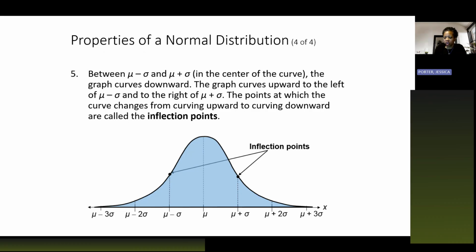Okay. We have on the normal curve what are called inflection points. That's where you go from concave down to concave up. Basically, you're switching from like this to that. So concave down to concave up. That's an inflection point, and that happens one standard deviation away from the mean.